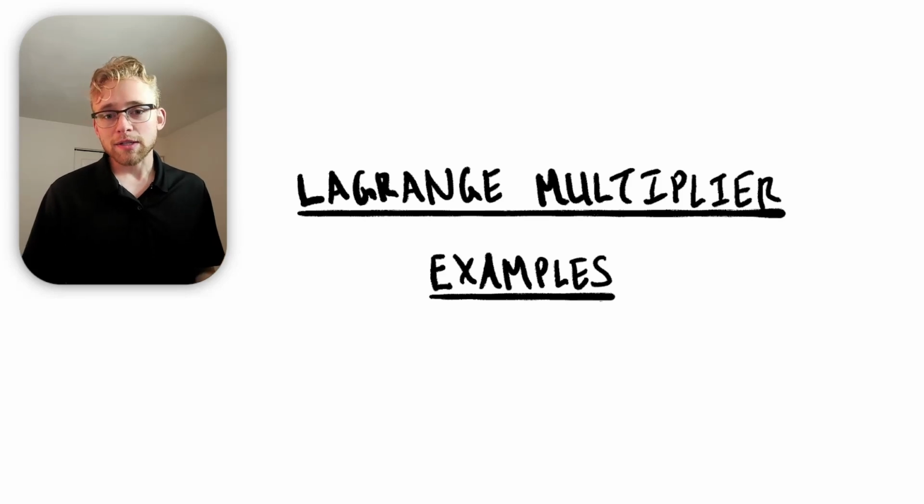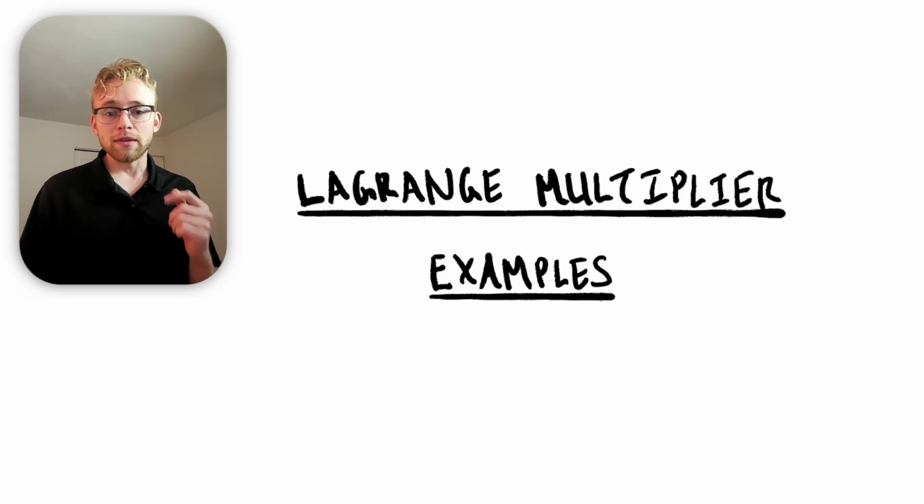All right, in our last video, we discussed the theory behind Lagrange multipliers. In this video, we're going to work through a few simple examples of how they can be applied to find maximums and minimums of the intersections between functions.